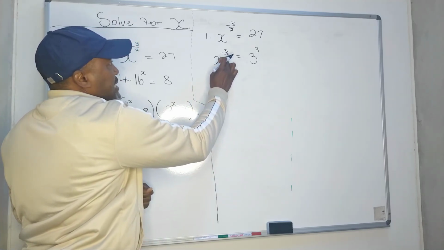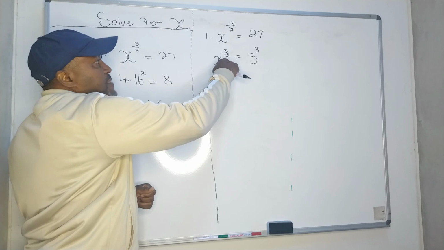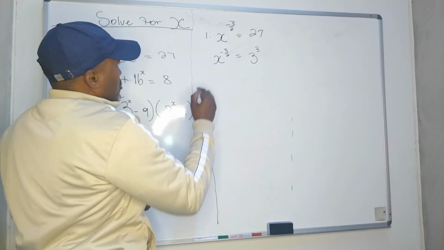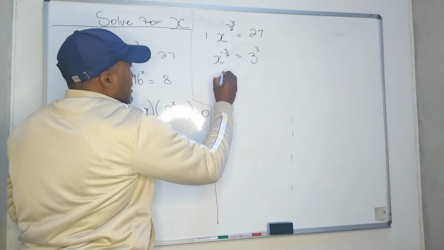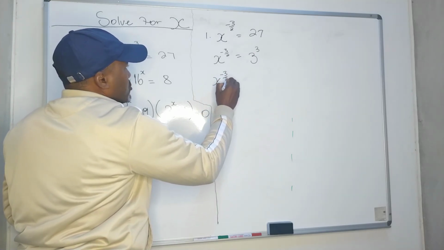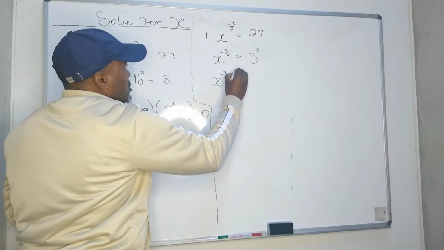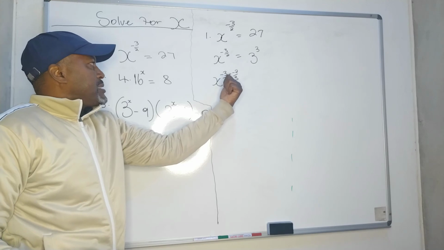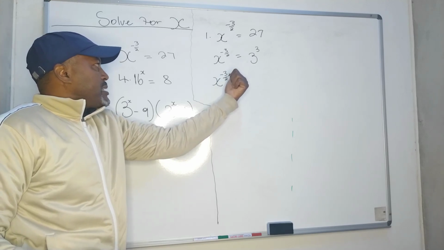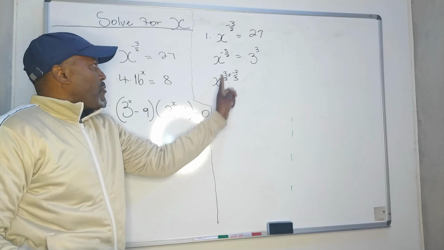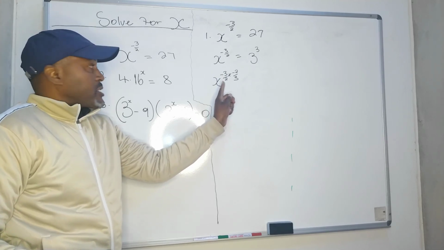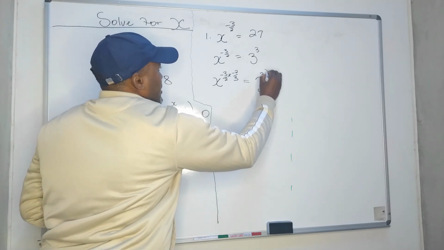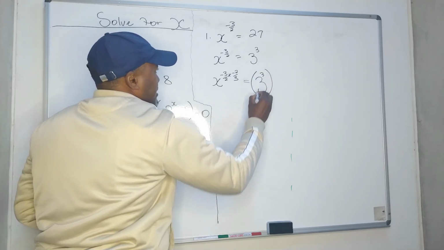We need to multiply by the inverse of these exponents, on both sides. So the inverse is like this: x raised to -3/2 multiplied by -2/3. This is the inverse. You multiply by the denominator over the numerator of the initial fraction. It's equal to 3 raised to 3, and I put it in brackets.